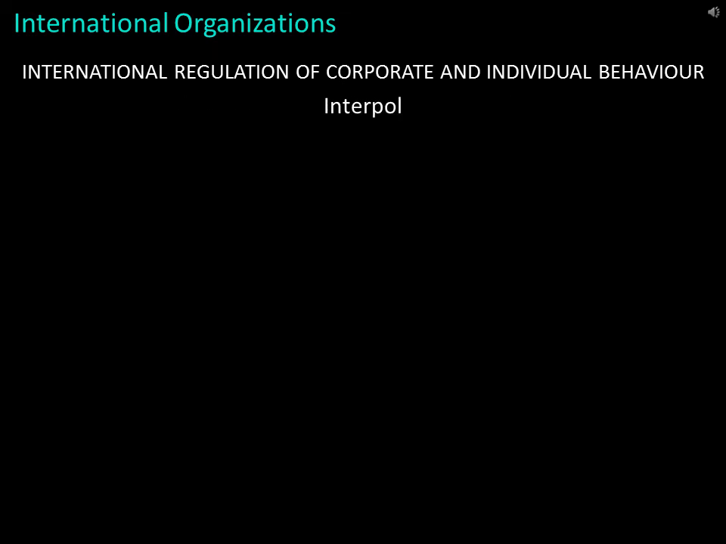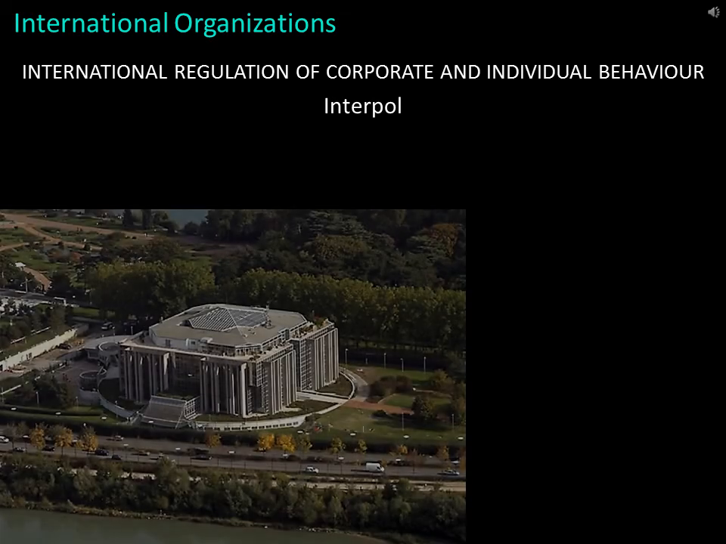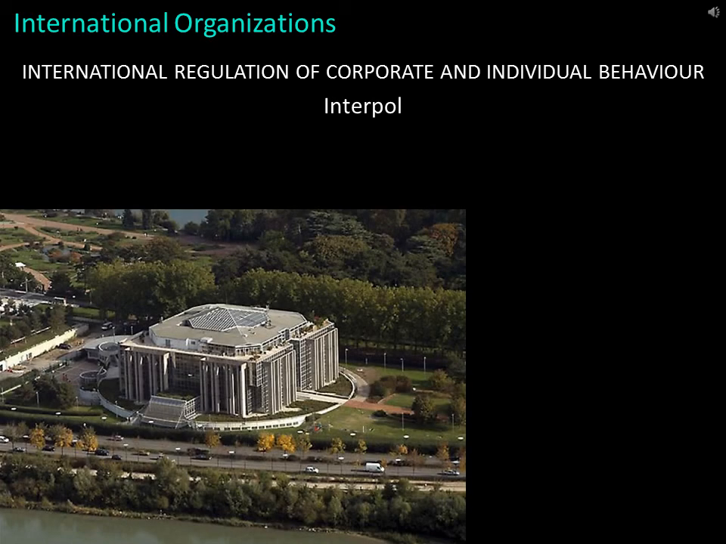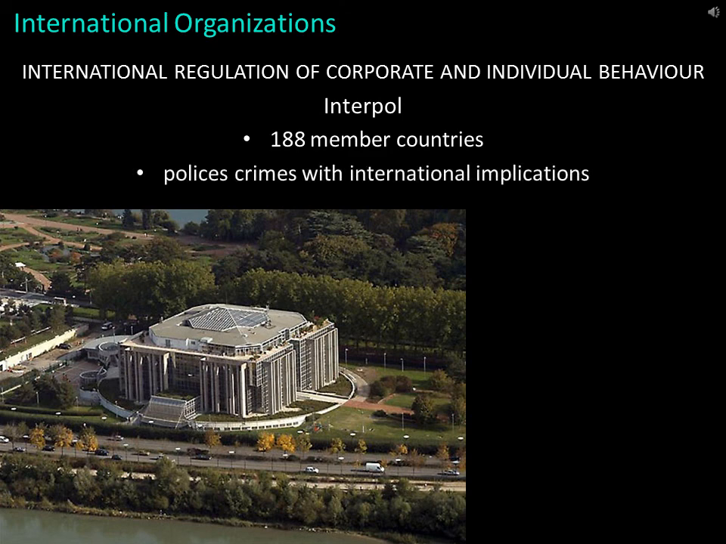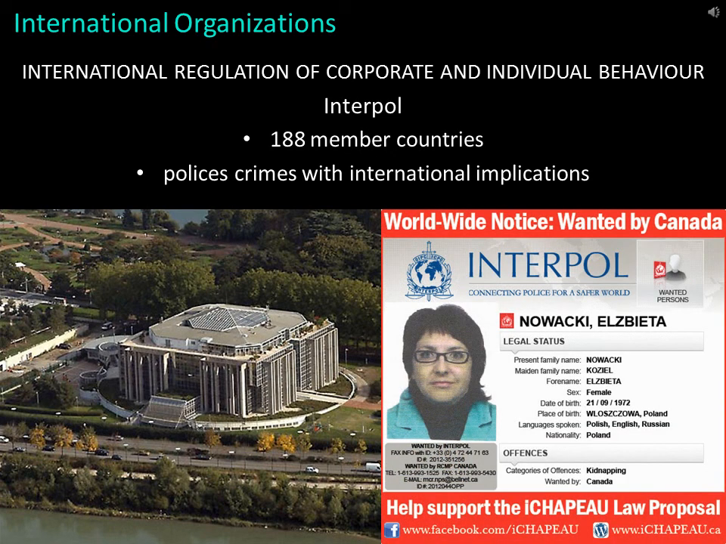Interpol. Interpol is the world's police organization. With a membership of 188 countries, it is the second most global international organization after the UN. International law requires individual countries to enact and enforce laws to control crimes with international implications, such as terrorism, drug trafficking, arms trafficking, traffic in persons, and obscene publications. Interpol coordinates and assists the national police forces when international issues arise.